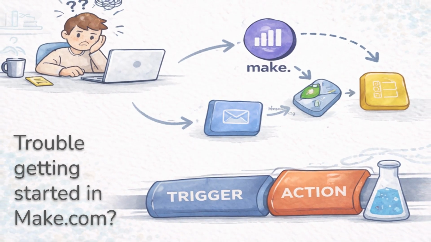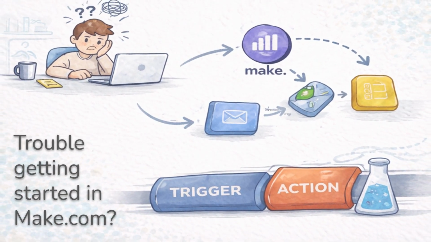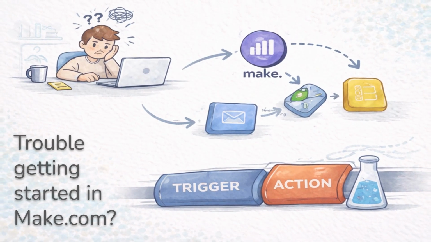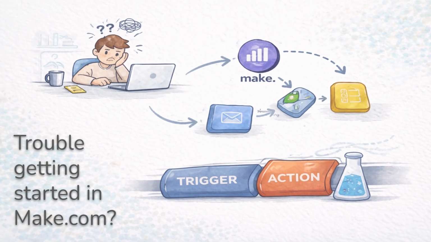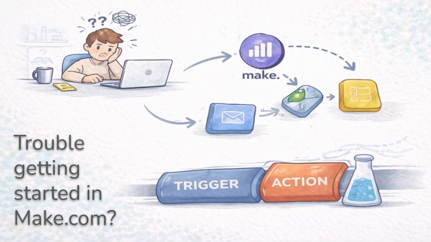Trouble getting started in make.com? You're not alone. A lot of beginners get stuck on the same questions. What is a trigger? What is an action? How do app connections work? And why does the first test run fail so often?